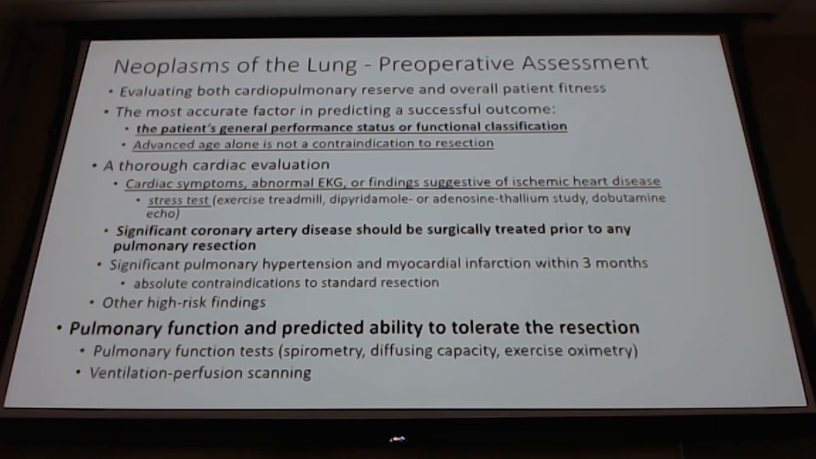If we want to do a standard resection, and they have significant pulmonary hypertension or if they've had a heart attack within 3 months of that surgery, they're not going to be able to get that surgery. They really have to be optimized in order to survive this type of surgery.